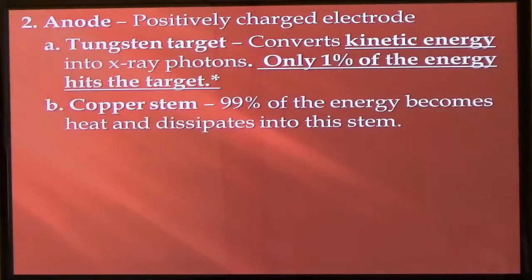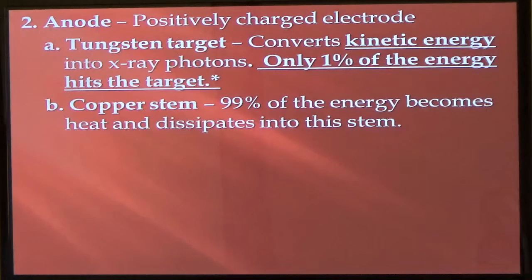The anode is the positively charged side. So you've got going from negative to the other side, which is positive. And on that side, again, you've got a tungsten target. On one side, you had a tungsten filament. And then on the positive side, you've got a tungsten target, which converts kinetic energy into X-rays. Kinetic energy is just the measure of energy in motion, basically. So it converts that motion of the energy hitting that target and bouncing off and forming the X-rays.